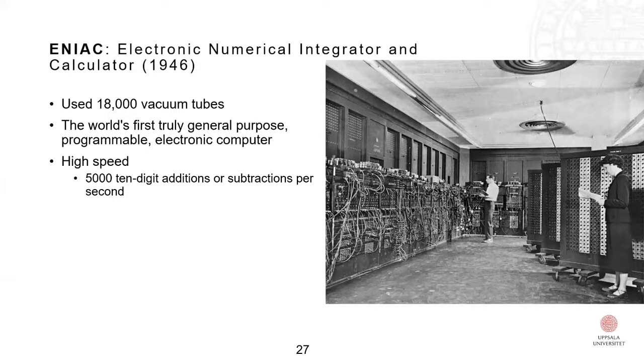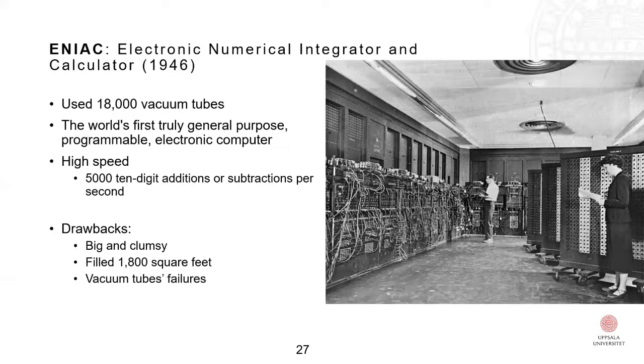The computers that we use today are general purpose, meaning that they can do many different sorts of things. The computers that were called general purpose in the old times, of course, were not as capable as the ones that we have today, but general purpose meant that they weren't built for just a very specific task. They could be given different tasks. And this computer had high speed. It could do 5,000 10-digit additions or subtractions per second. Compare it with Harvard Mark I, which required 15 seconds to just do a single division.